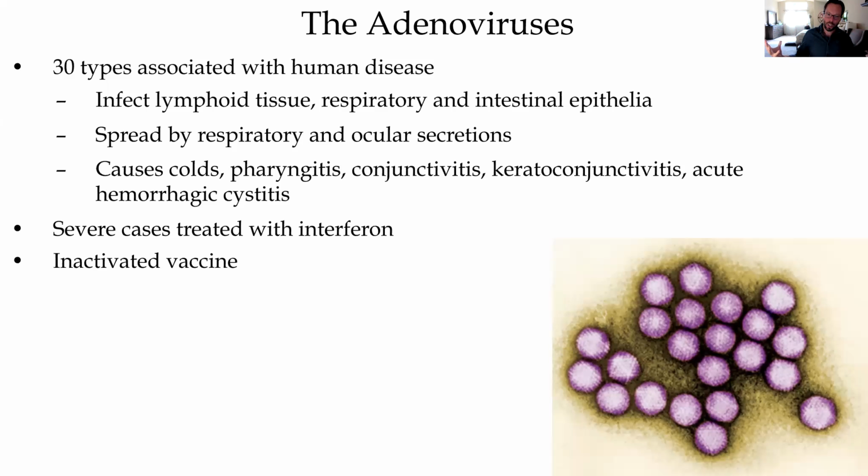In addition to the lymphoid tissue, they can also spread by respiratory droplets, ocular secretions, and can cause things like the common cold, pharyngitis, conjunctivitis, and acute hemorrhagic cystitis. So varied different types of symptoms and signs within these different 30 types of adenoviruses, okay? Severe cases are treated with interferon.